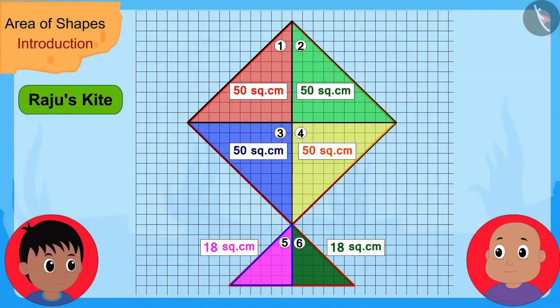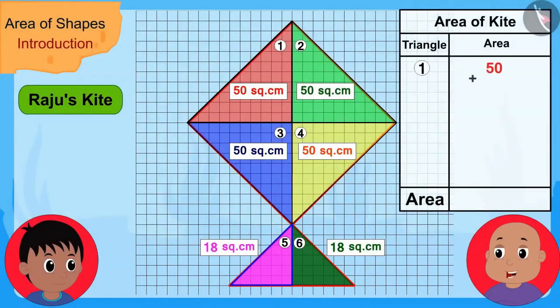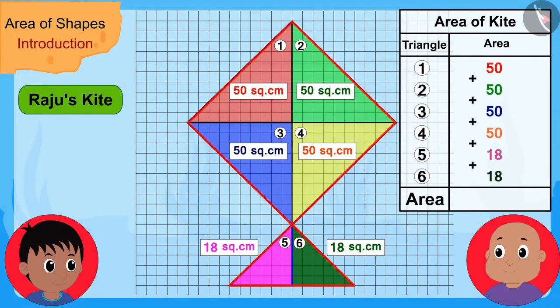Now finally, we just have to add the area of all these triangles and we will know the area of your kite. In this way, the area of your kite is 236 square centimeters, Bablu explained to Raju.